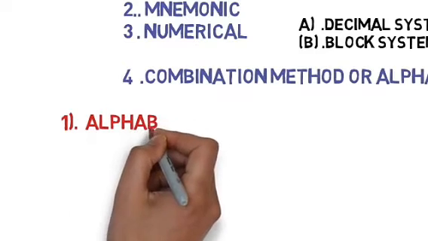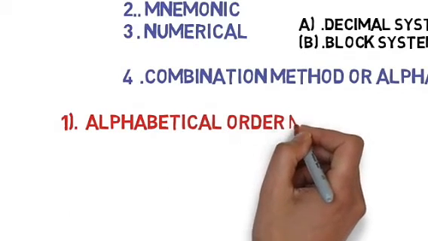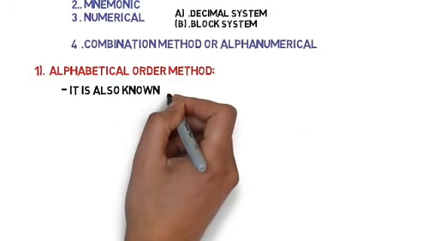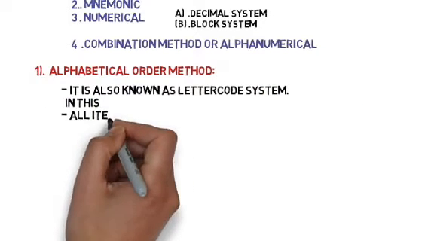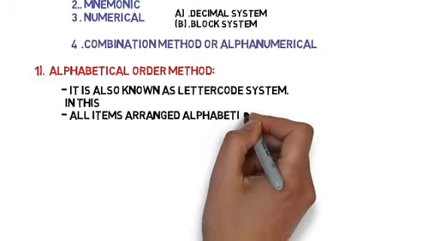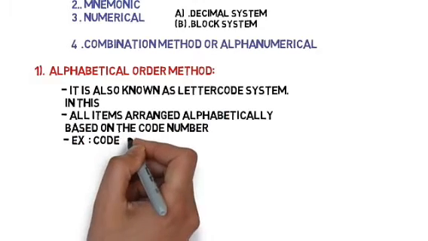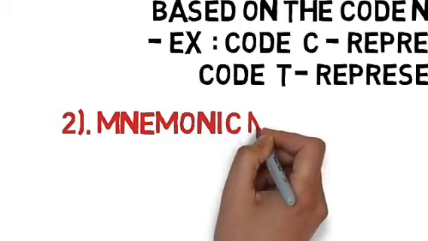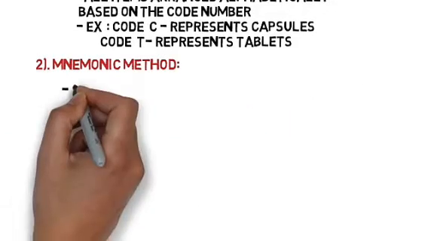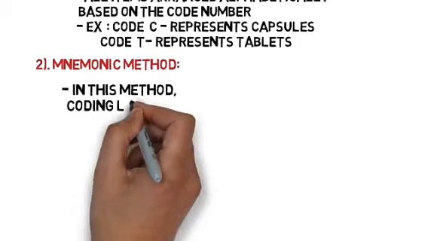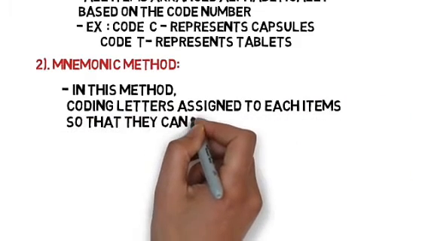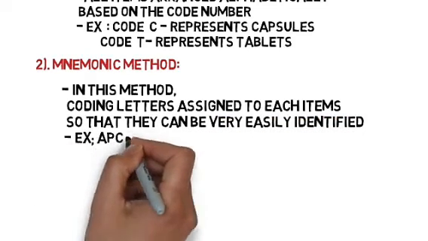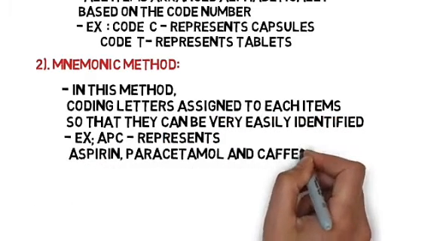First one, alphabetical order method. It is also known as letter code system. In this, all items are arranged alphabetically based on the code letter. For example, code C represents capsule. And second one, mnemonic method. In this method, coding letters are assigned to each item so that they can be easily identified. Example, APC represents aspirin, paracetamol and caffeine.